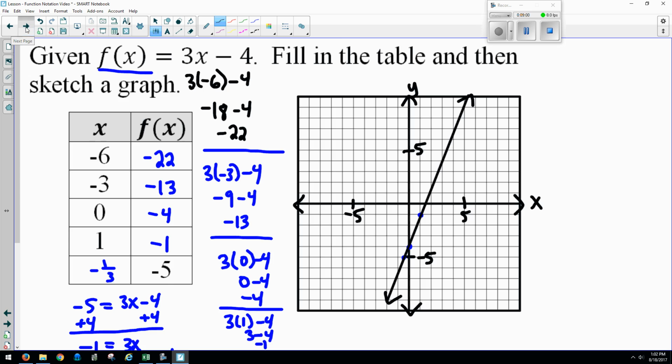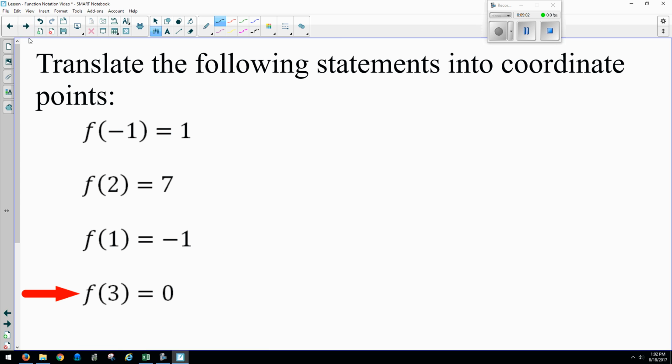One more thing I want to show you about function notation, and that's just coming up with some ordered pairs. So as I said just a little while ago, whatever's inside the parentheses, that's going to be your x value. Whatever the output is, so this would be the input, this would be the output, that's your y value. So that's our ordered pair, -1, 1. Just go in order, exactly how you see it. So this one's going to be 2, 7. This one's going to be 1, -1, and you can come up with the last one.